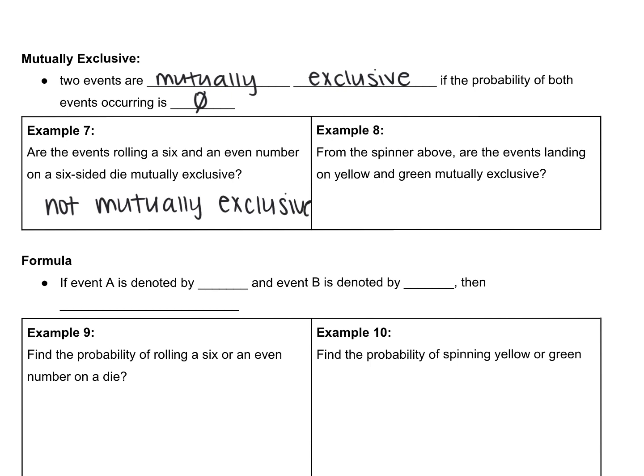Now, if that were a 5 and an even number, they are mutually exclusive because 5 is not even. Or if I had 6 and an odd number, 6 is not odd, so those are mutually exclusive.